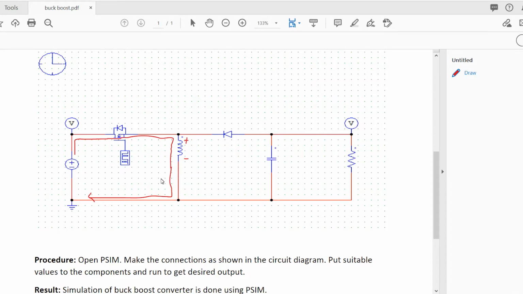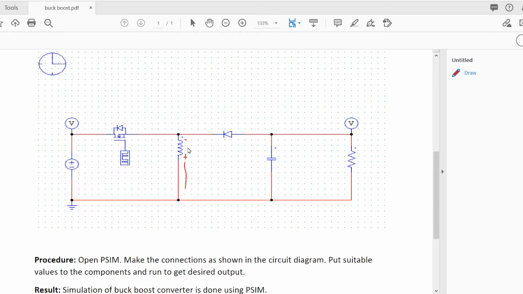In the next instance, let's say the switch is turned off. In this, we will have another working here. The polarity of the inductor will change from plus minus to minus plus, so that the diode will be forward biased. So the current will flow from here. There is no supply; the switch is off.